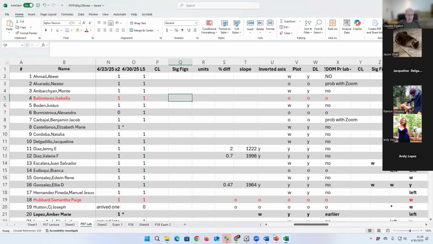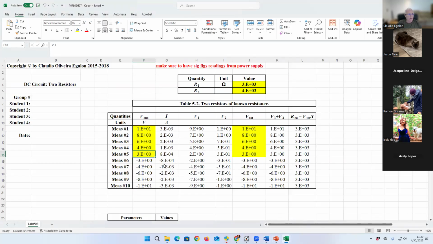And now, negative, negative, negative, negative, negative, oops, negative, negative, negative, negative, negative. Those are all measurements looking at the screen of the supply, looking at the screen of the voltmeter. That's the difference between this one and this one. Those 2 volts are going to be very close to each other. Okay? V total.